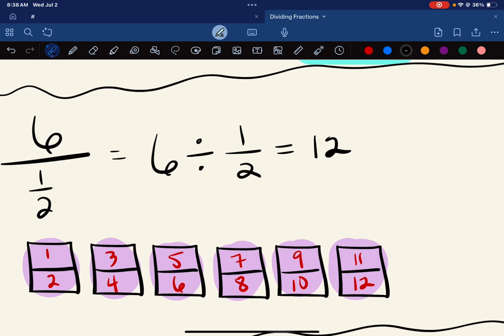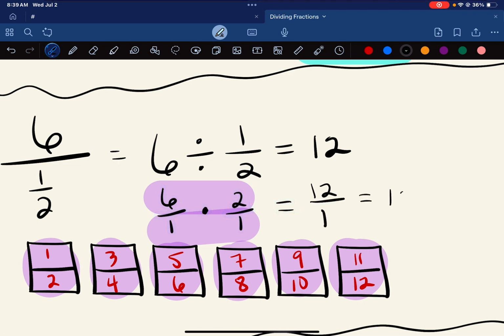6 divided by 1/2. Remember, I want this number 6 as a whole number to be turned into a fraction. So I can just turn it into 6 over 1. And then I change my division sign to multiplication. And then I am going to take the reciprocal of 1/2. Remember, the reciprocal of 1/2 is just 2 over 1. And now it's a multiplication problem. How do we multiply? We just go straight across. 6 times 2 is just 12. 1 times 1 is just 1. So this gives us 12 over 1, which of course is just 12.